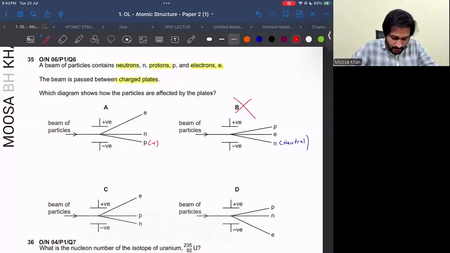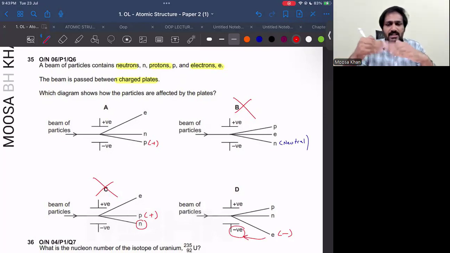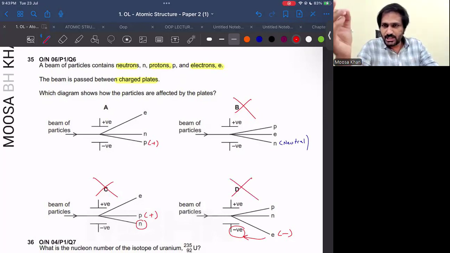In option C, the protons are not deflected. Protons are positively charged. They should be deflected towards the negative charge plate. Again, they have deflected the neutrons. Again, wrong. In option D, they have deflected the electrons towards the negatively charged plate. A negative particle cannot move towards the negative charge. It will move away from the negative charge. Right? So D is also incorrect. So your answer is A. A is the correct option.